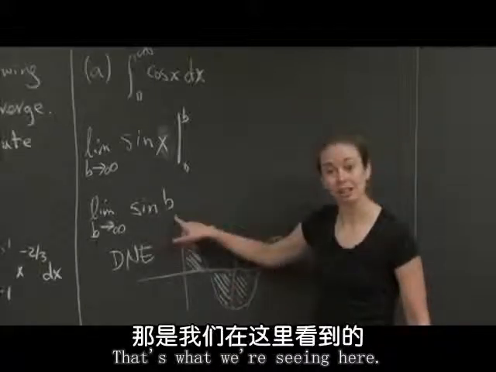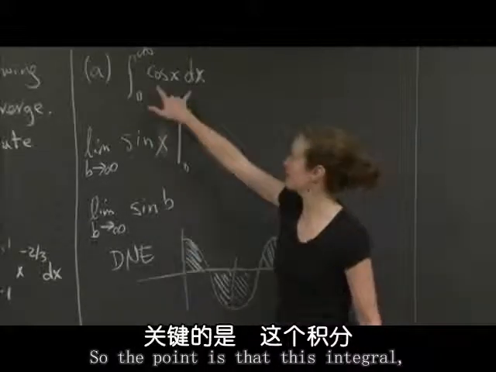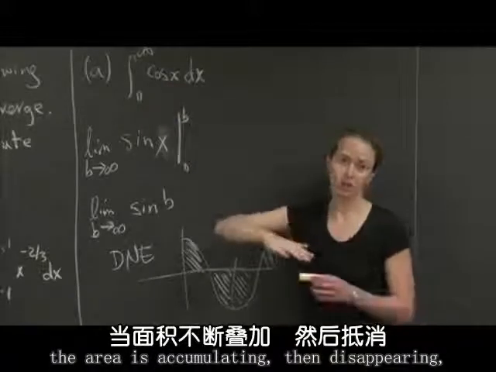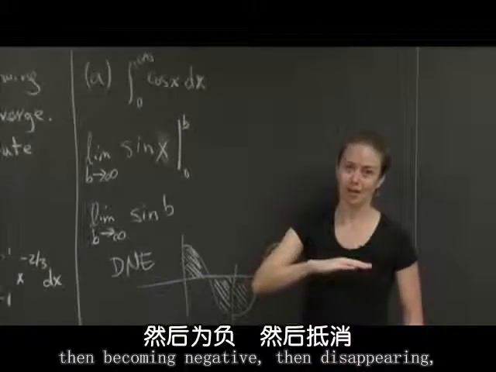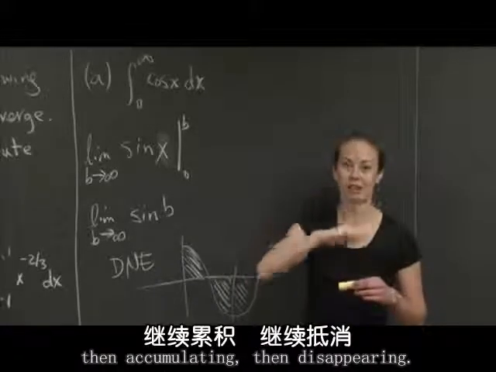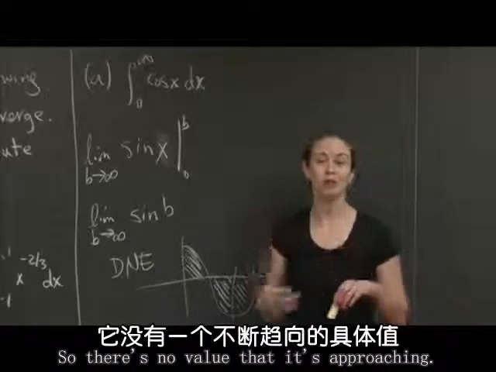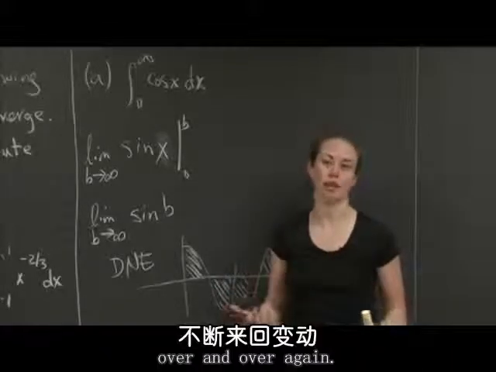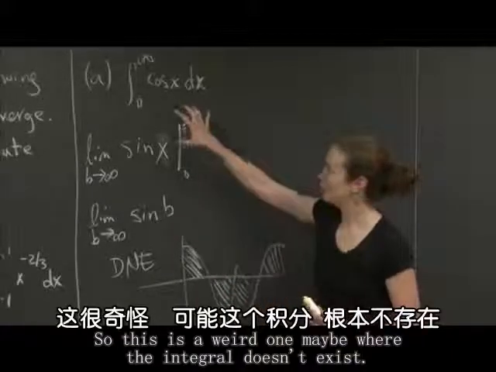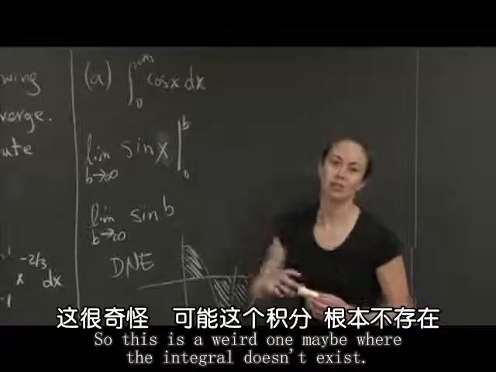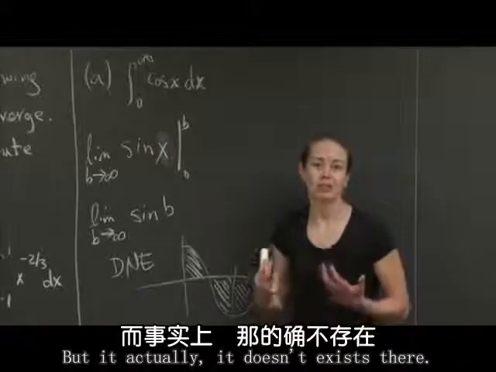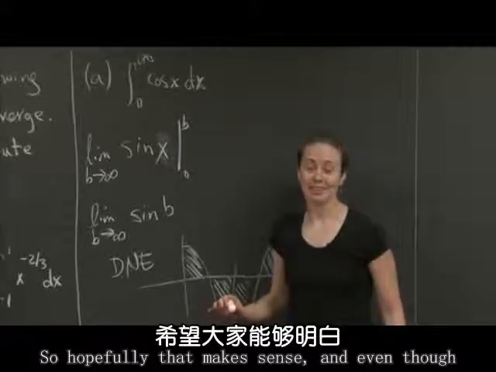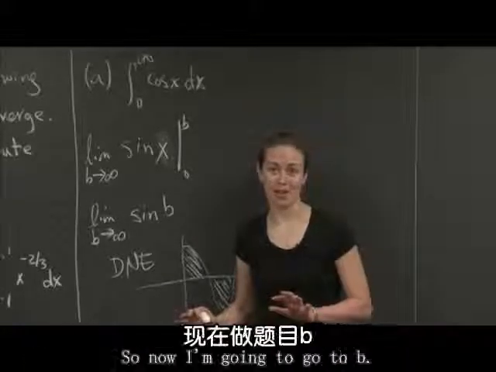That's what we're seeing here. So the point is that this integral, even though cosine x is a bounded function, the area is accumulating, then disappearing, then becoming negative, then disappearing, then accumulating, then disappearing. So there's no value that it's approaching. It's varying between all these values over and over again. So this is a weird one maybe where the integral doesn't exist, but it doesn't exist there. So hopefully that makes sense. And even though it's a little different, you understand the idea.